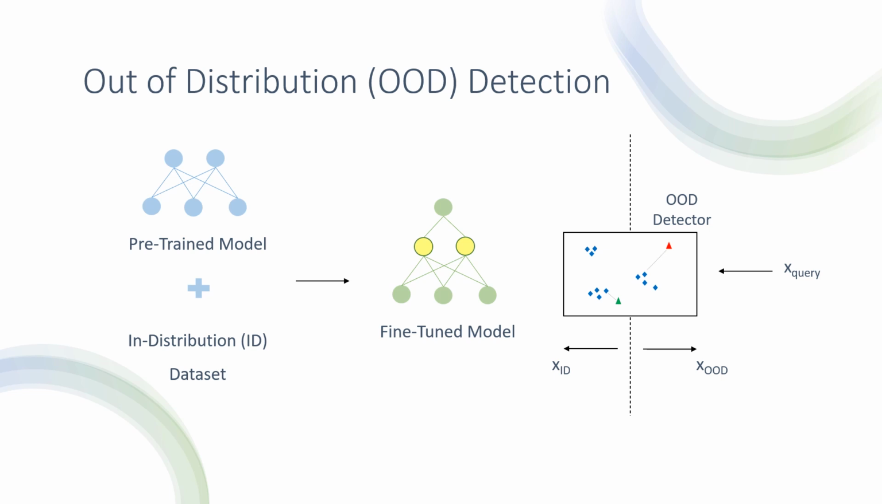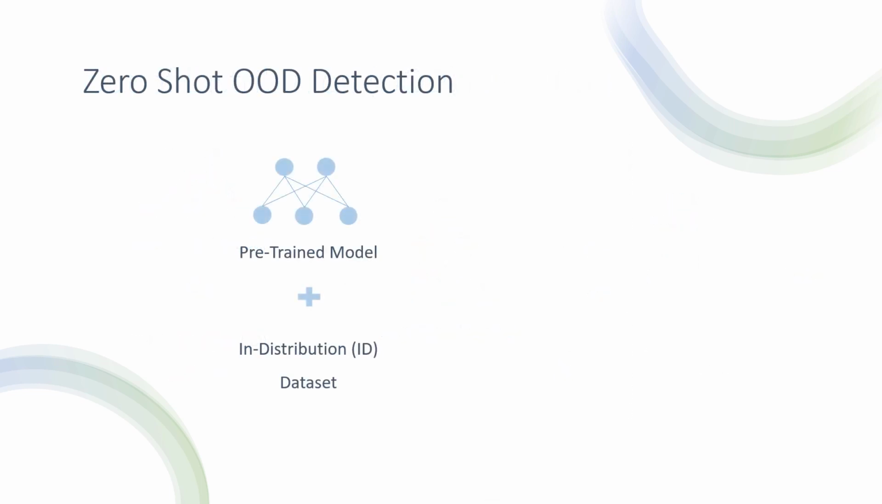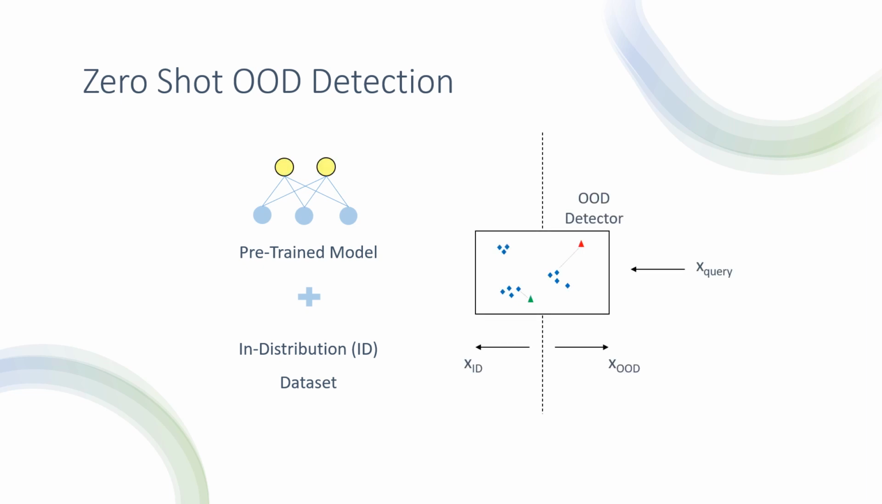To answer this question, we introduce a setup of zero-shot OOD detection. Like before, we have access to a pre-trained model and a dataset. However, unlike before, we skip the step of fine-tuning on the ID data and feed the data embeddings of the pre-trained model directly to the OOD detector. There is no training involved in this pipeline, and the detector itself has no learned weights, so we label this setting as zero-shot.